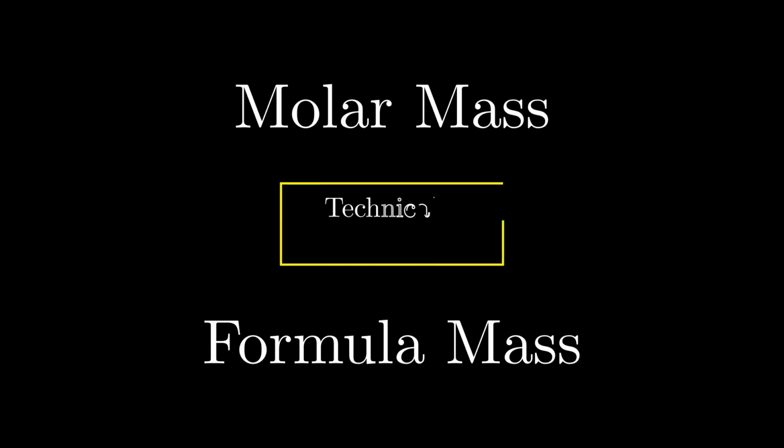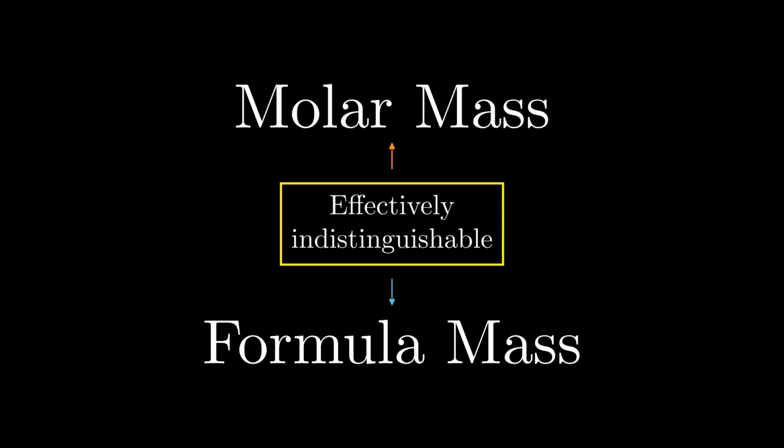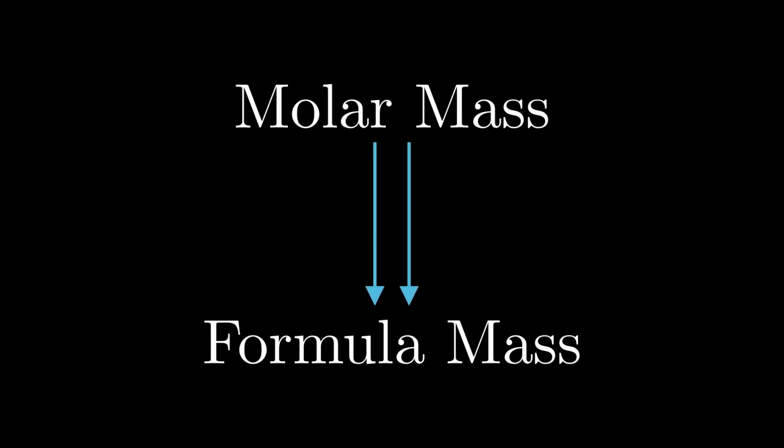There is a distinction between molar mass and formula mass from a definition and application perspective. However, if you are in a first-year chemistry course, they are basically indistinguishable. When you calculate molar mass, you are essentially finding the formula mass, but you are calling it the molar mass.